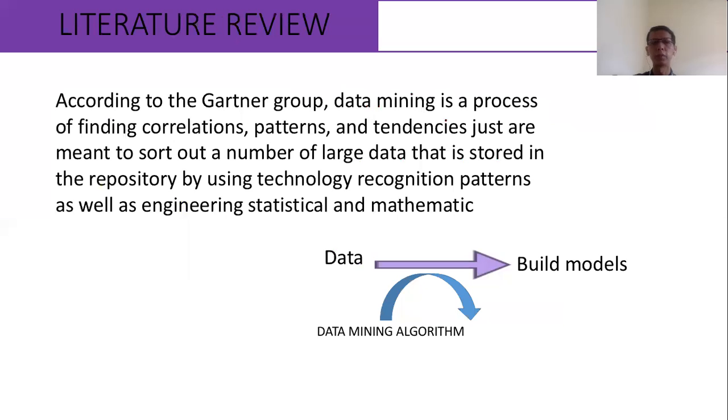According to the Gartner Group, data mining is a process of finding correlations, patterns, and tendencies, meant to sort out a large amount of data stored in a repository by using pattern recognition technology as well as statistical and mathematical techniques. Data mining is used to build a model, an algorithm that is quick to use the data, and then apply the model to new data. A data mining algorithm is a tool to transform the data into information.